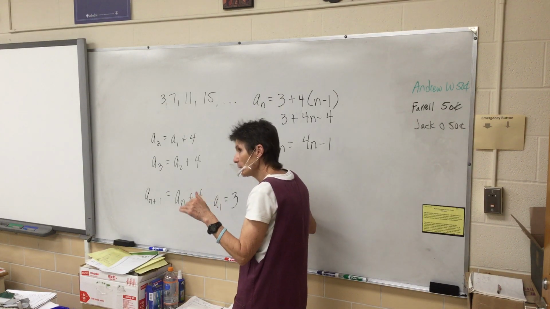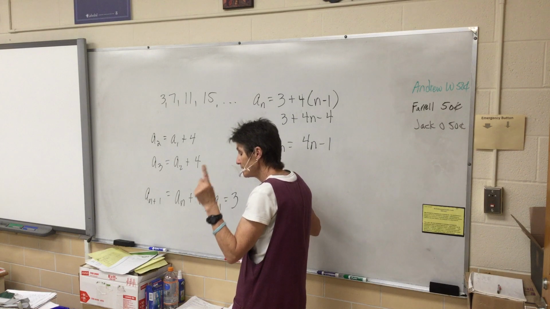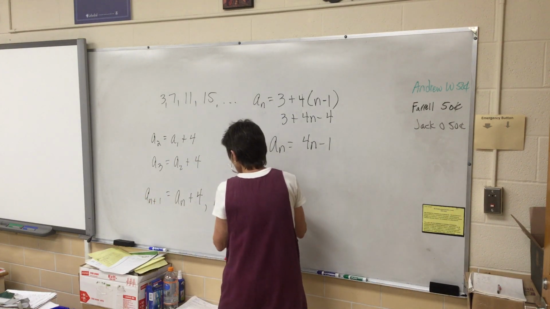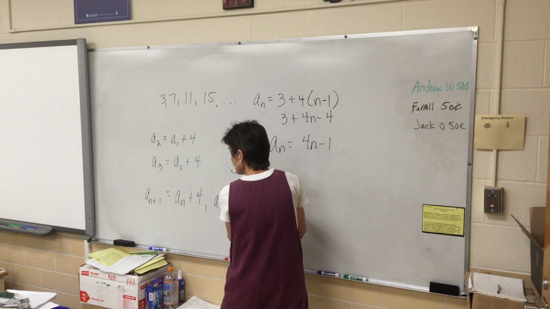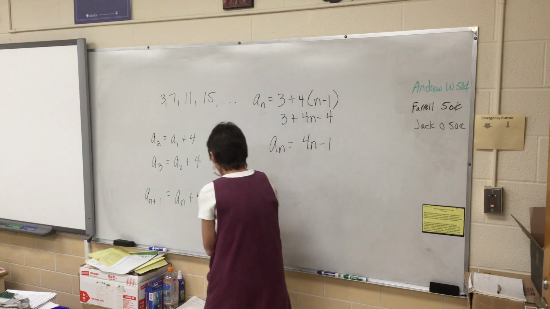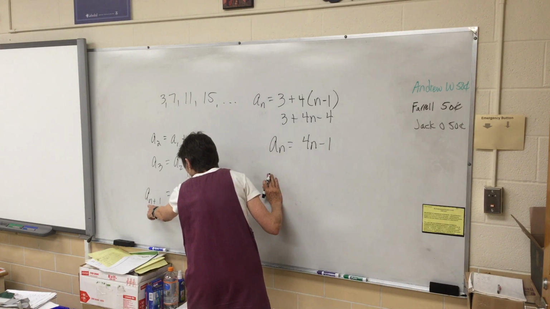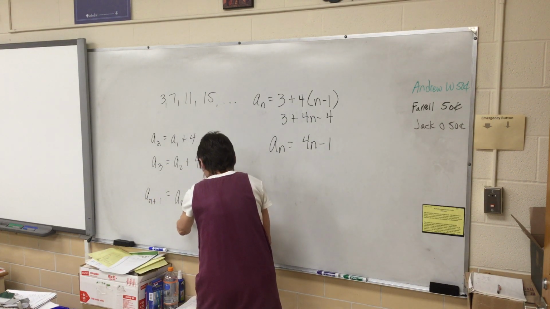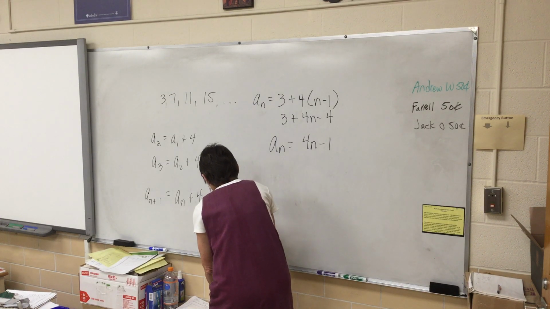Because if you don't tell me where to start, if all you tell me is I add 4, do I have any idea what numbers you're talking about? No, I need to know where to start. So when you write a recursive formula, you have to give a starting point. So this says the first term is 3. Okay, so what would the second term be? Well, according to our formula, the second term would be the first term, which is 3, plus 4.